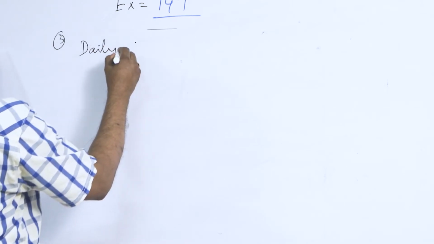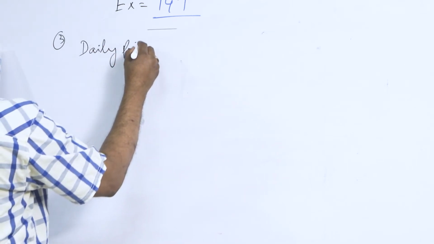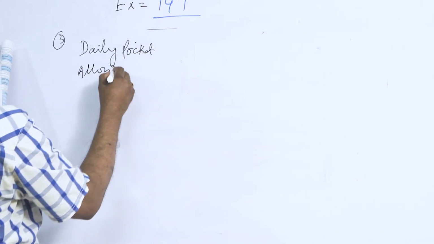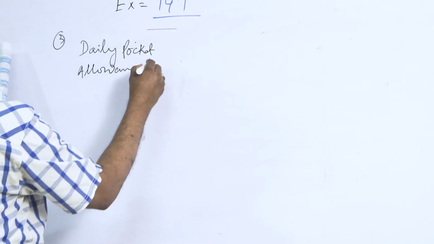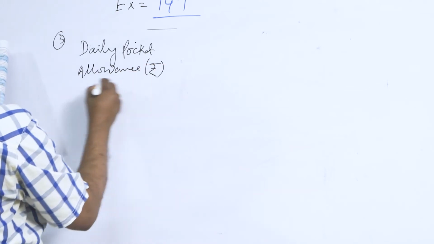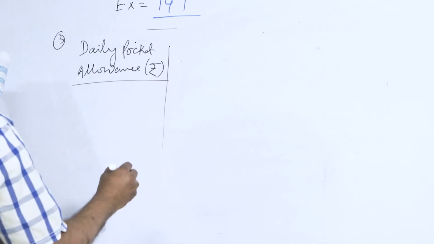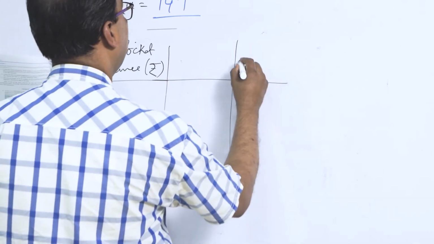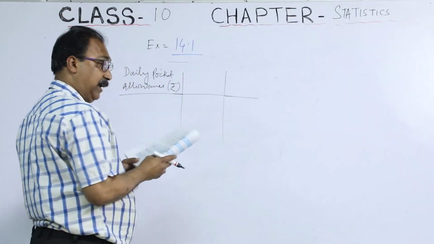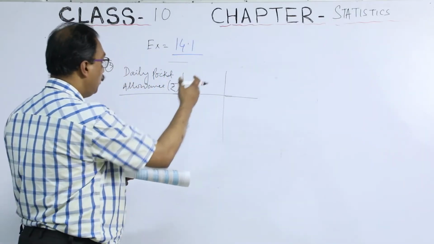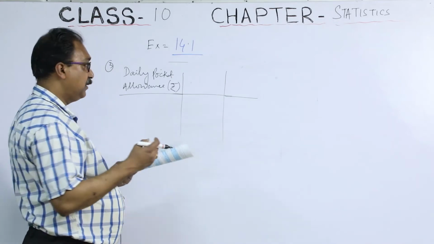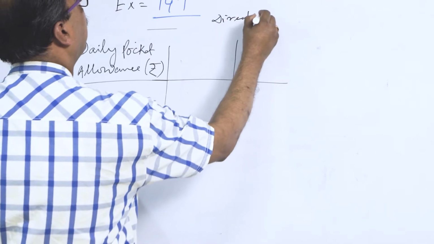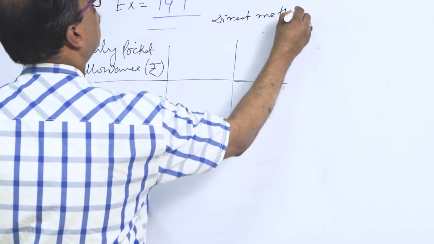Daily pocket allowance in rupees, you can say. Okay? This is called class interval for us. You have to find the mid value. Then you can go for the direct method here also, because to find the missing frequency, although you can go for step deviation, you will be more confused. So for missing frequency, you can go for direct method. So much easier to solve this way.